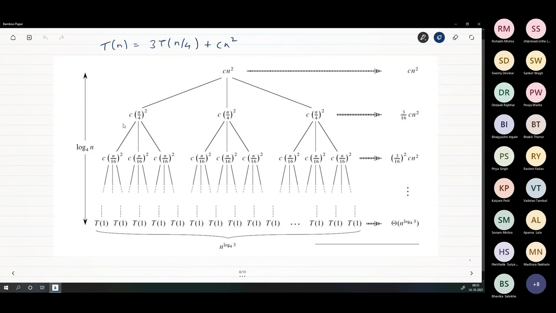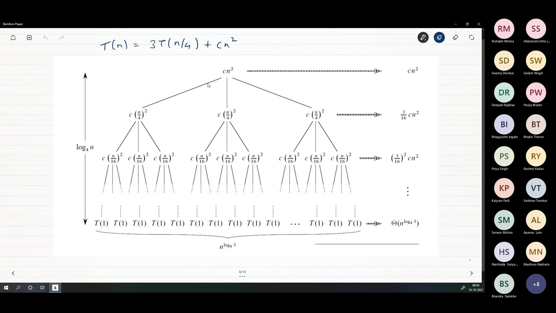Now you want to find out that at height log to the base 4 of n, how many times T of 1 has occurred. That is the cost that you have at the end. T of 1 is equal to 1, that is the initial condition. But then you have to count 1, 1, 1, 1, 1 and add them. How many times? That is the question. So we'll see how we get this.